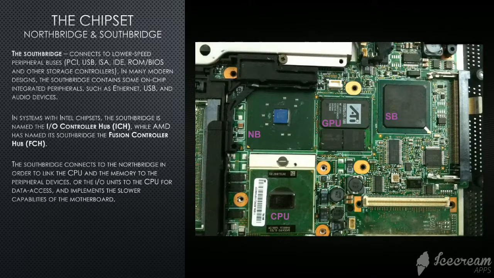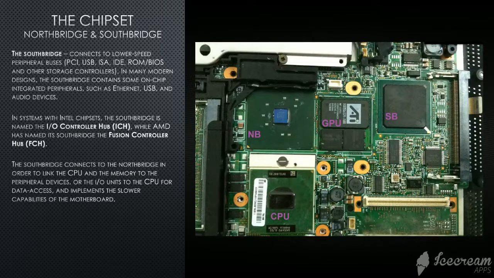In many modern designs, the South Bridge contains some on-chip integrated peripherals such as the Ethernet controllers, USB, and audio devices. In systems with Intel chipsets, the South Bridge is named the I/O Controller Hub, or ICH, while AMD has named its South Bridge the Fusion Controller Hub, or FCH.